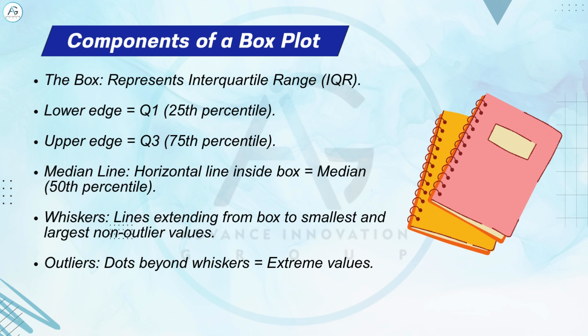Now, what about values that are far outside the rest? Those are shown as dots beyond the whiskers, and they're called outliers. Outliers are unusually high or low values that don't fit the general pattern, and they can be important indicators in data analysis. So altogether, the box plot gives us a compact summary of the data's center, spread, and any potential outliers, all in one visual.